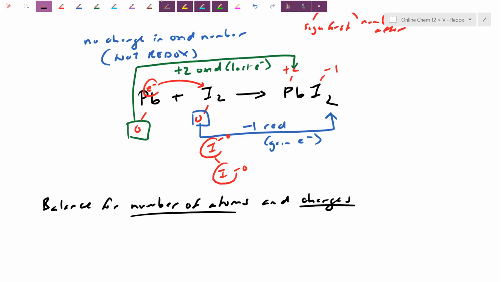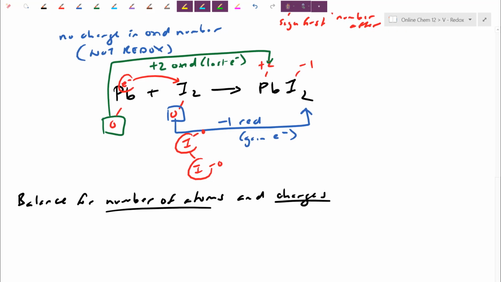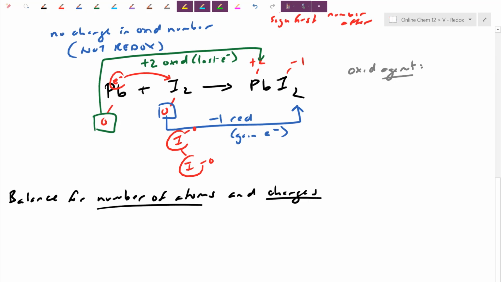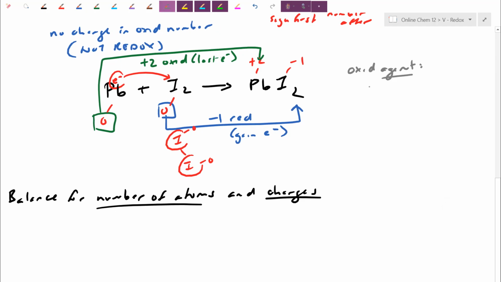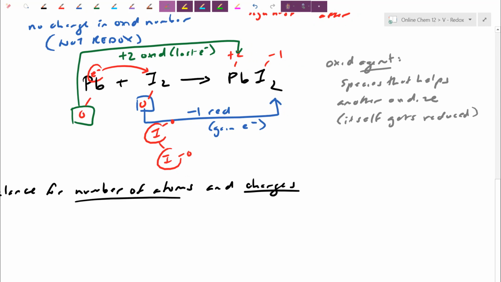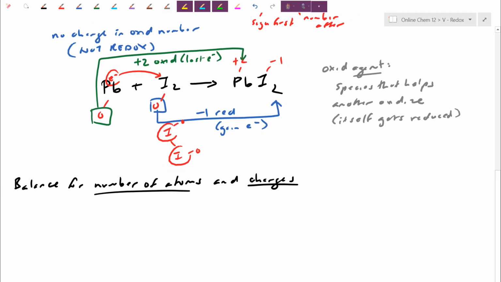Just before we do that, there is one other terminology here. They might ask you to define an oxidizing agent. Remember, as an agent, this is a chemical that allows something else to oxidize. So a species that helps another oxidize. That's its job. It helps someone else lose electrons. But strangely enough, in the process, it itself gets reduced. If I'm asking you to define oxidizing agent, don't just tell me it's the thing that gets reduced, even though usually that is a hint and it helps point you to which one's the oxidizing agent.